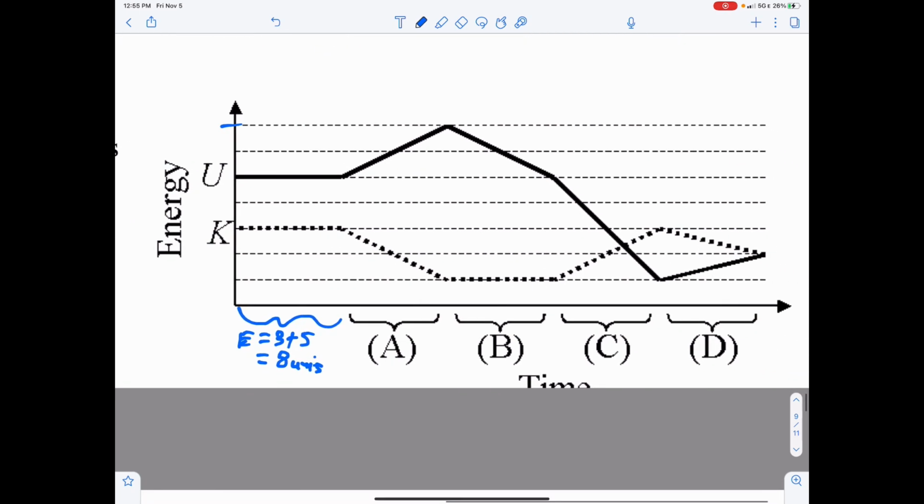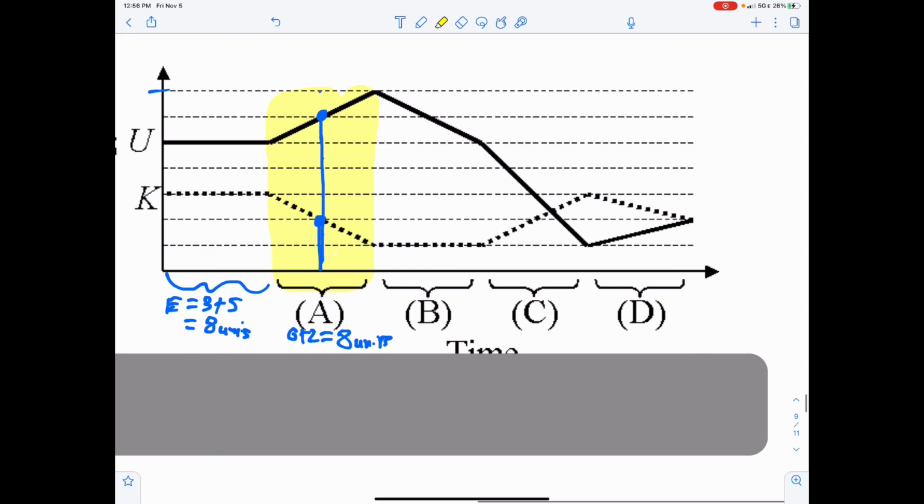Now let's look at partway through section A. If I look at this point right here, and this point right here, which is right above it, at that exact moment we have 2 units of kinetic energy and 6 units of gravitational potential energy. Well, the 6 plus the 2 do add up to 8 units. So we are conserving energy in segment A. But is that true in the other segments as well? We need to find out.